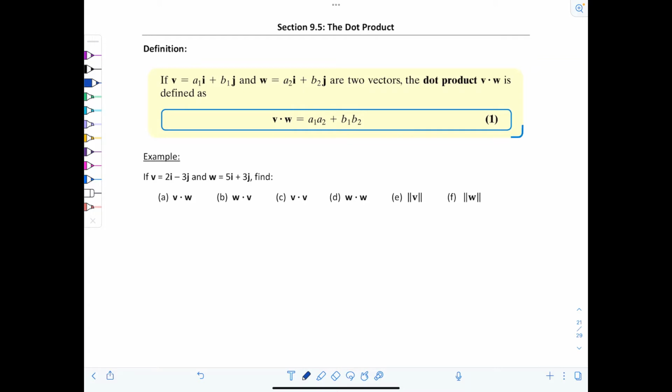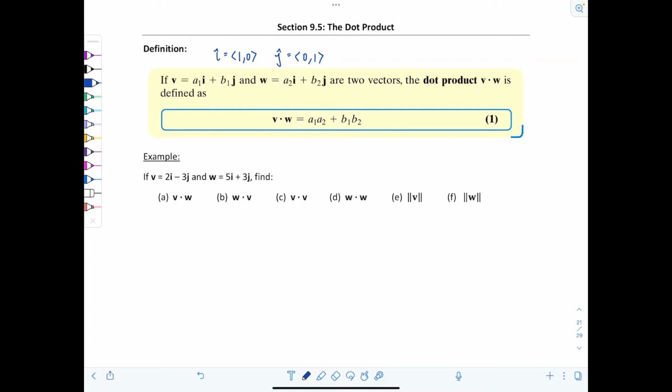All right, definition. If we have vector v equal to a1 i hat plus b1 j hat, remember that bold i and j refer to our unit vectors. So i hat is the unit vector with components 1, 0, and j hat is the unit vector with components 0, 1. I say hat because when we write it out, we don't try to write it bold, right guys? Okay, good. And then w is the vector a2 i hat plus b2 j hat.